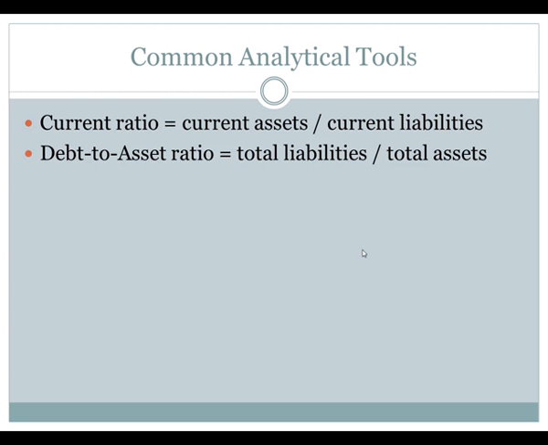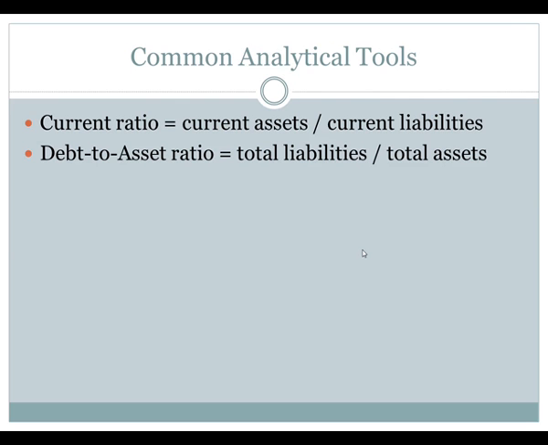But the current ratio is, again, just a measure of the ability of the enterprise to maintain payments and satisfy their current liabilities through the use of current assets. Another common analytical tool that we would use to evaluate the impact of liabilities is the debt-to-asset ratio: total liabilities divided by total assets. Remember the accounting equation: assets equals liabilities plus shareholders' equity.